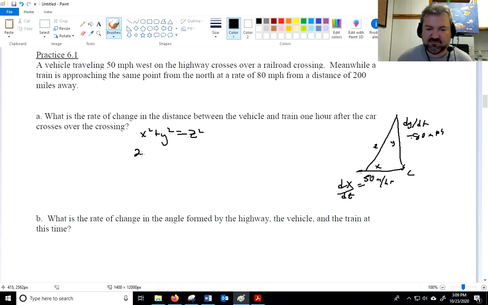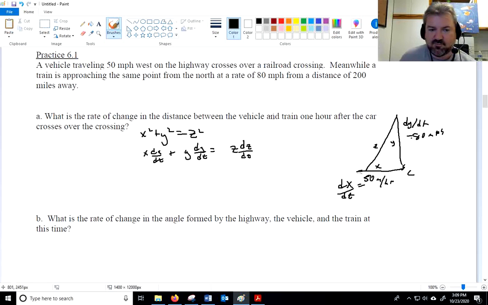We could take the derivative with respect to time and get 2x dx/dt plus 2y dy/dt equals 2z dz/dt. And then we'll just simply divide everything by 2. All right. Now we'll plug in what we know.